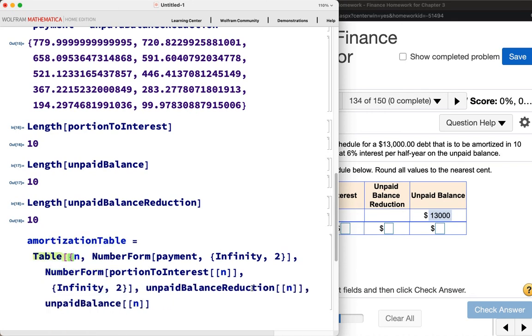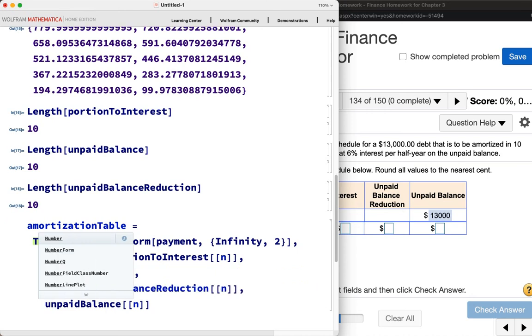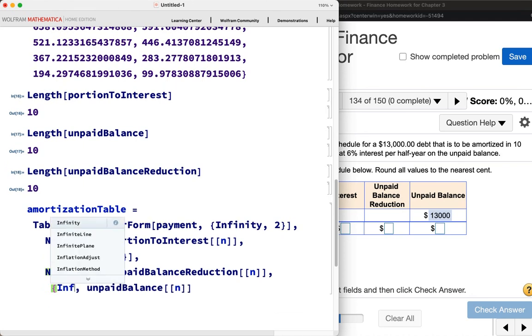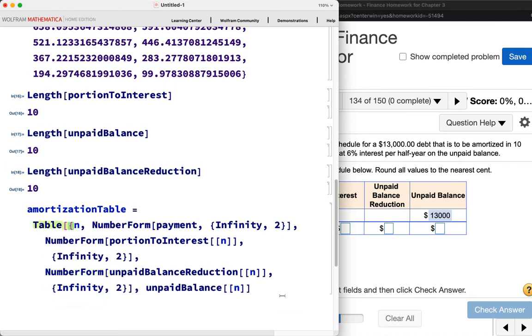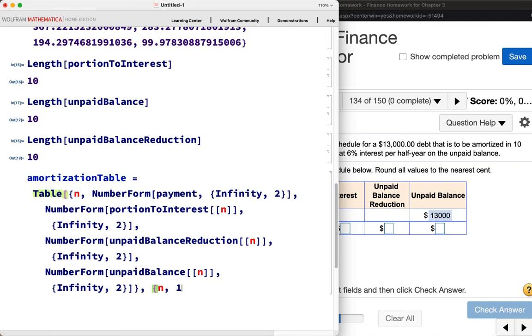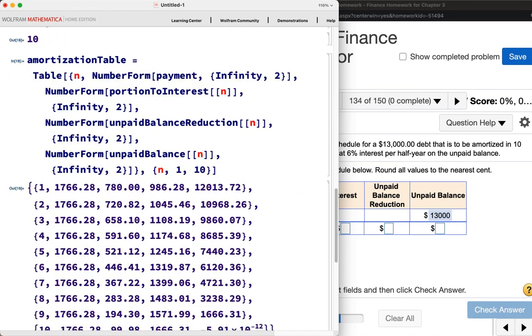Infinity to number form, infinity to, and let me do that over here. Number form, infinity to, and I think we're good. N goes from 1 to 10 because each list is 10 elements long, or each list has 10 numbers in it. Let's see what this looks like.